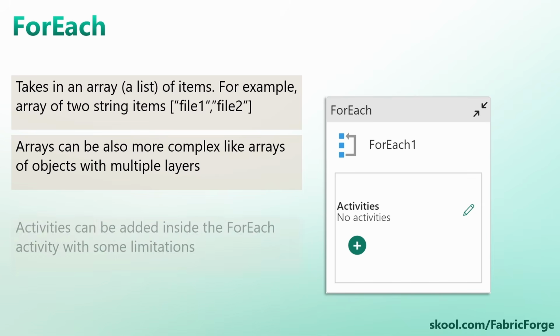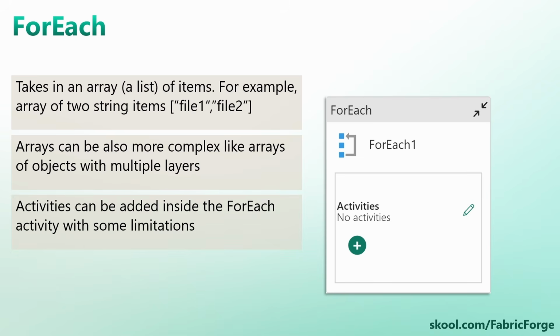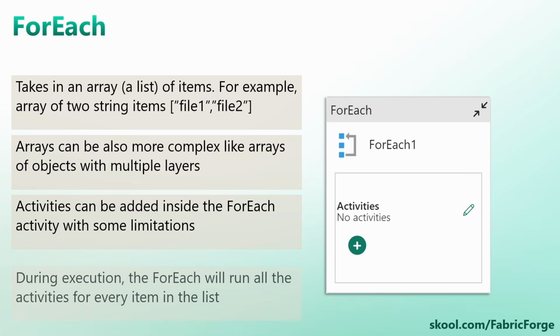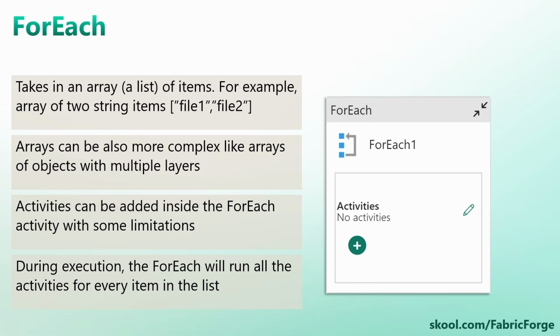ForEach activity is an activity that wraps other activities, meaning activities can be added inside the ForEach activity with some limitations. In this sense, ForEach resembles quite a lot the if condition activity. When the ForEach activity executes, it will run all the activities for every item in the list. Now let's go through how this iterative logic works.